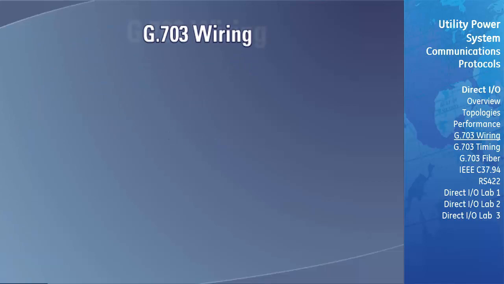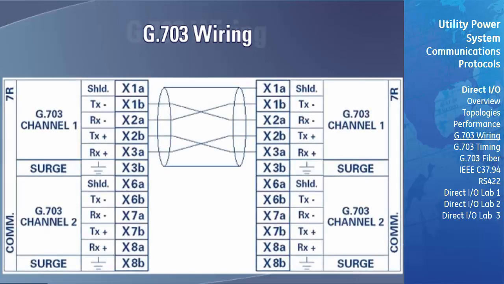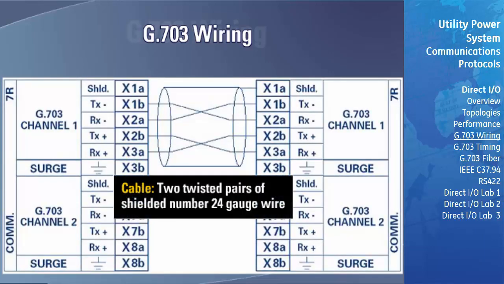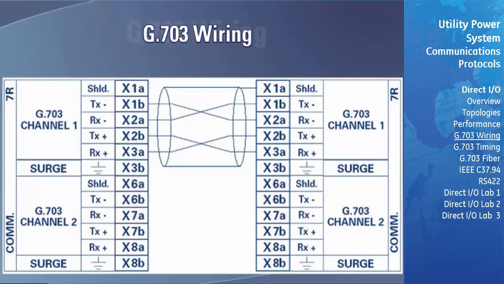In this section, we will look at the G.703 module's interface wiring. The G.703 baud rate is fixed at 64 kilobits per second. This diagram shows the interface wiring. A cable consisting of 2 twisted pairs of shielded number 24 gauge wire is recommended. The shield should be grounded at only one end by the connection to either pin X1A or X6A, as both of these pins are internally connected to ground.